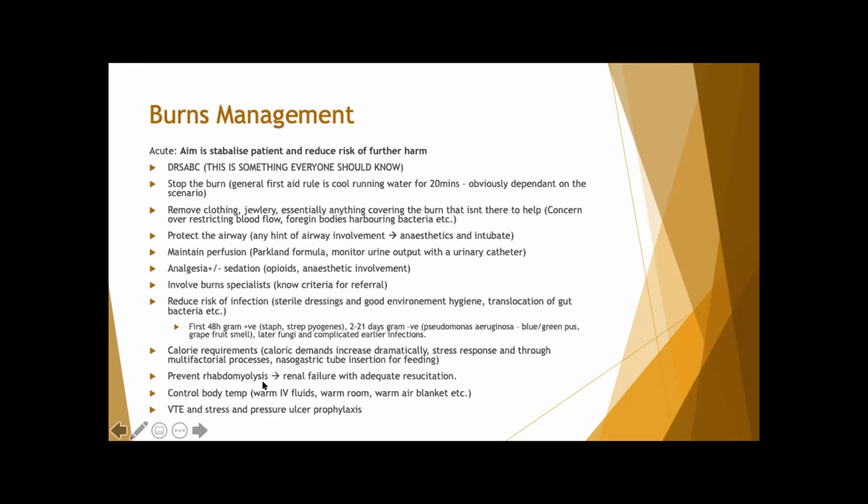Try to prevent rhabdomyolysis. Usually there's a lot of trauma to underlying muscles and tissues, so you're at risk of renal failure and impaired renal function. And basically the only treatment you've got is to just resuscitate them adequately.